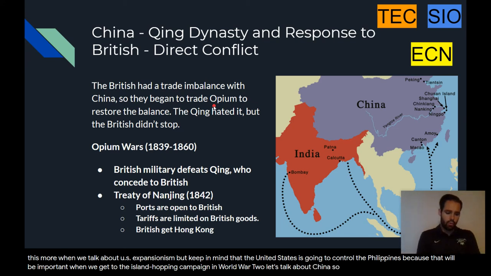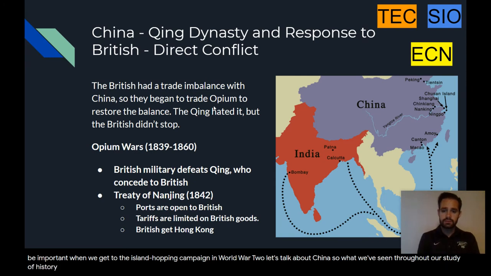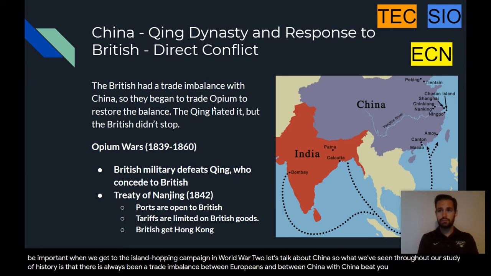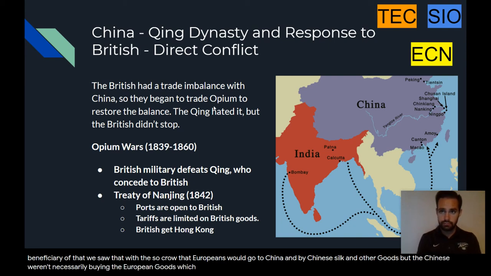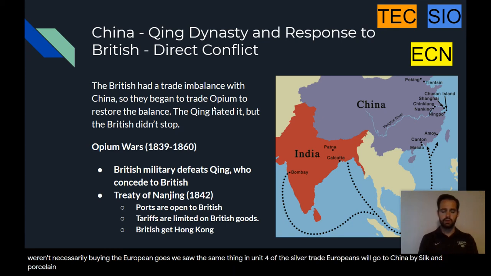So, what we've seen throughout our study of history is that there has always been a trade imbalance between Europeans and China, with China being the beneficiary of that. We saw that with the Silk Road, that Europeans would go to China and buy Chinese silk and other goods, but the Chinese weren't necessarily buying the European goods. We saw the same thing in Unit 4 with the silver trade. Europeans would go to China, buy silk and porcelain and other things, and the Chinese would usually not buy any sort of European goods. Well, the same thing's occurring here, and the British are sick of it.